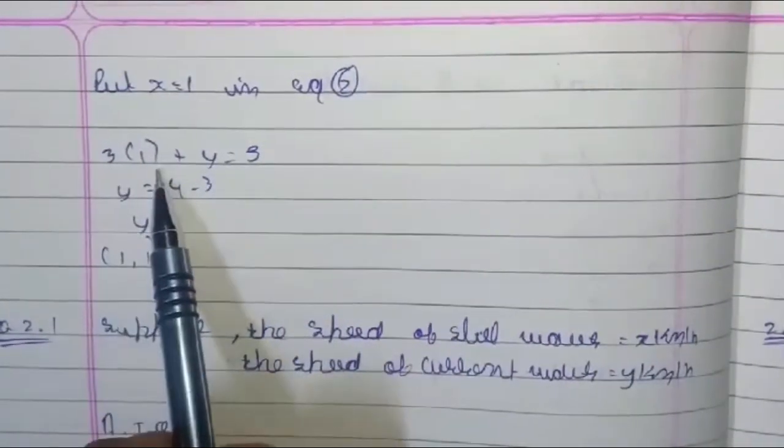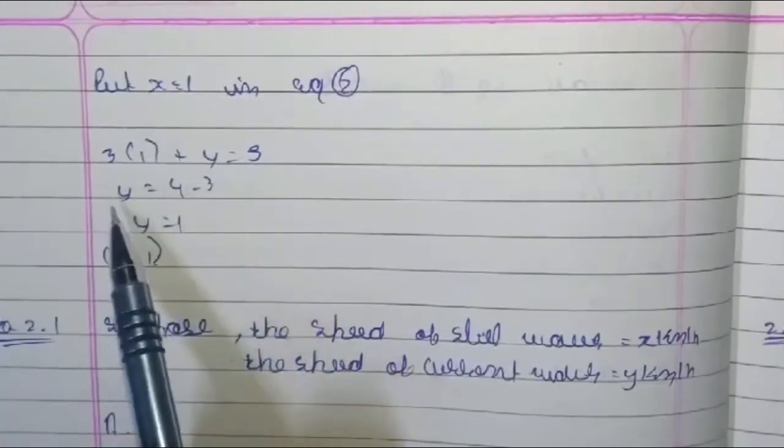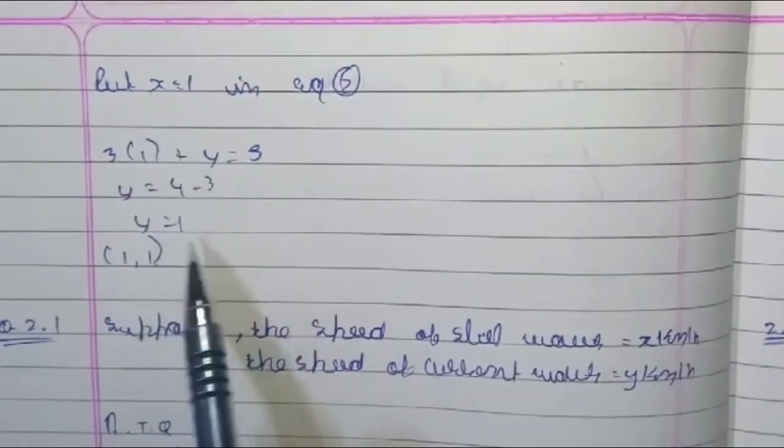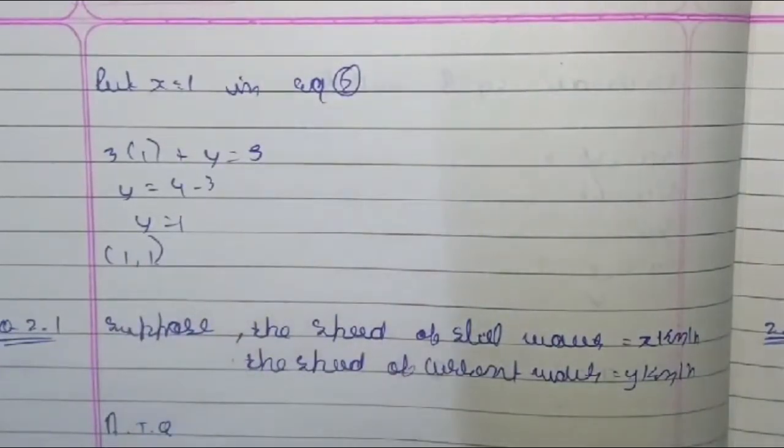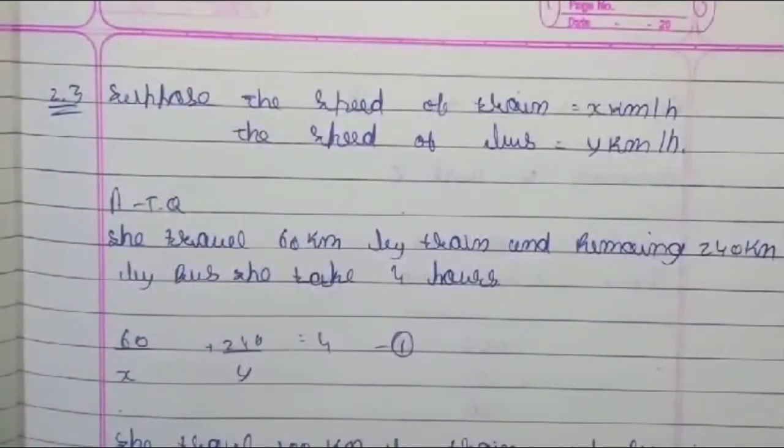Now put x is equal to 1 in equation number 2. So 3 into bracket 1 plus y is equal to 4. So y is equal to 4 minus 3 is equal to 1. So our solution x comma y is equal to 1 comma 1.